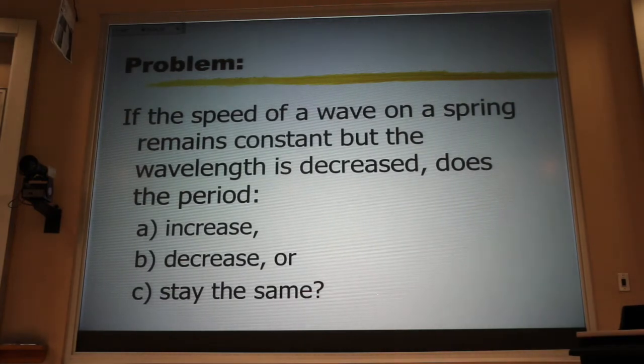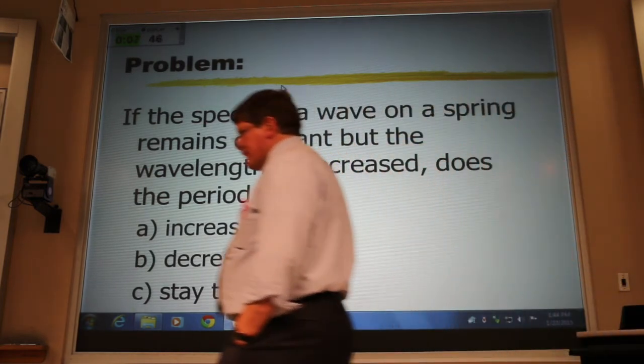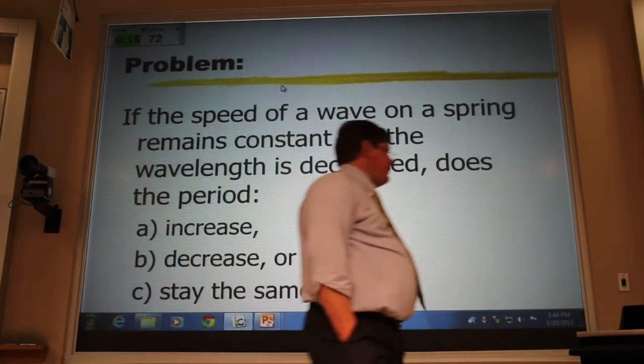Okay, problem with your clicker. If the speed of a wave on a spring remains constant, but the wavelength is somehow decreased, what's that going to do to the period? Now we're getting to this relationship that we were talking about. Is that going to make the period increase, decrease, or stay the same? Assuming the speed of the wave stays the same, making the wavelength smaller is going to do what to the period?